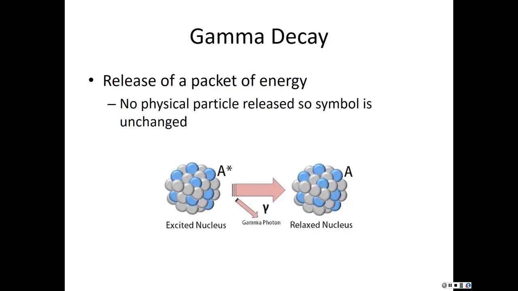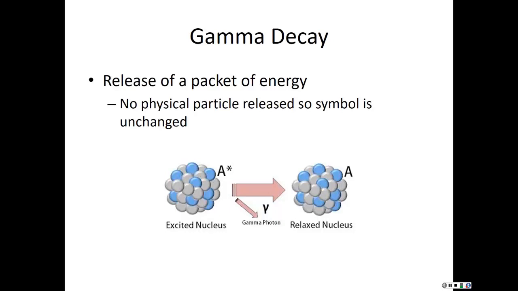So to describe gamma, the symbol we use is 0, 0, gamma. So there's not going to be any change with the mass, and there's not going to be any change with the number of protons. So it's also not going to change your chemical symbol. Gamma really is just describing energy loss.